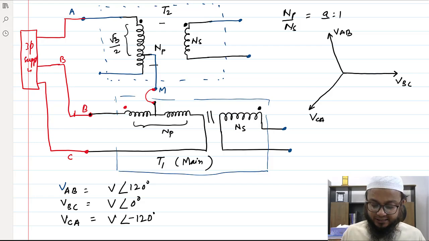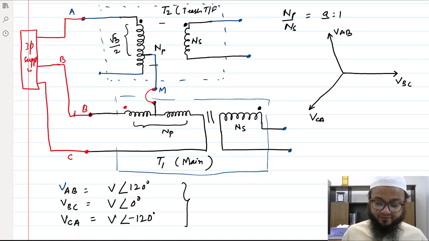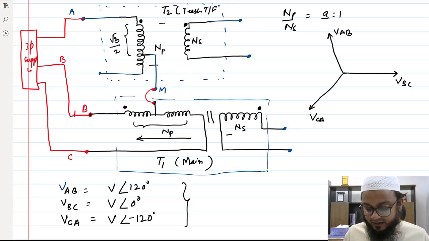We say it as a teaser transformer. Okay, so this is the teaser transformer. Let's try to find how the voltages will appear at the secondary of these two transformers. Whatever voltage is appearing here towards the dotted end, the same voltage as per the turn ratio will appear here on the main transformer.